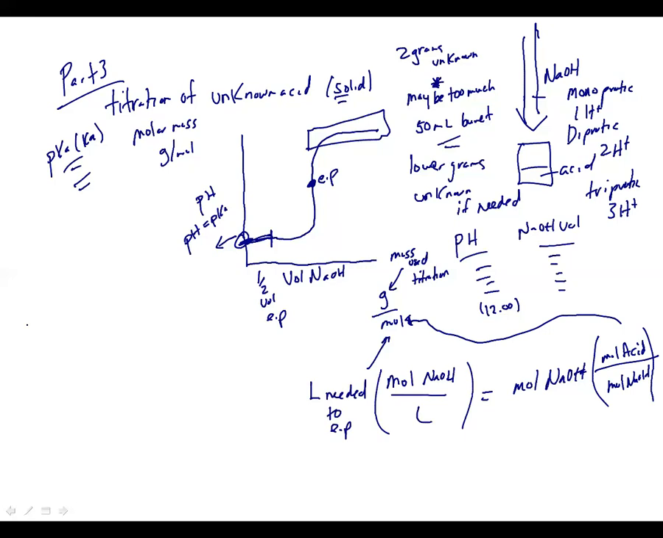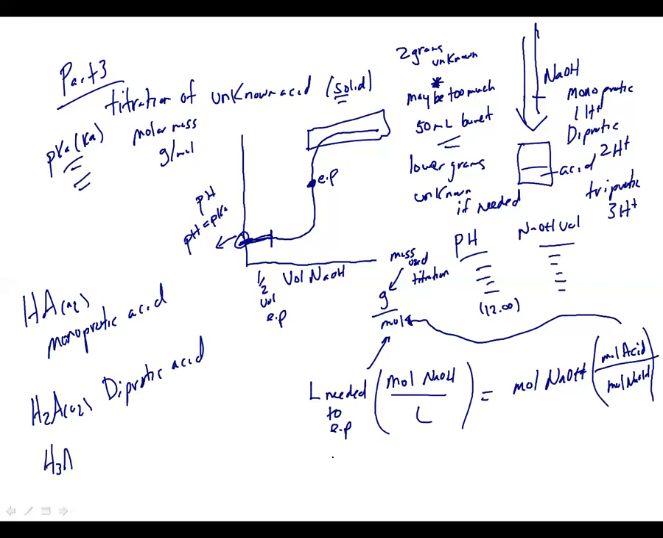By the way, if you need to write a formula to figure things out, HA is the generic formula for a monoprotic acid. H2A is a diprotic acid. And H3A is a triprotic acid. And that's important in terms of balancing. So we'll just do the triprotic one.